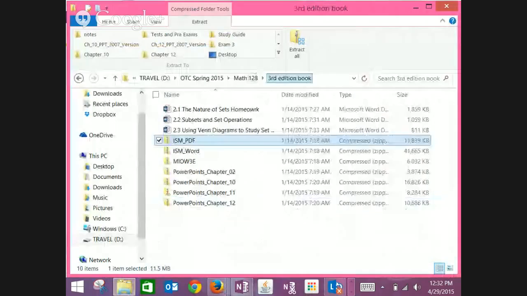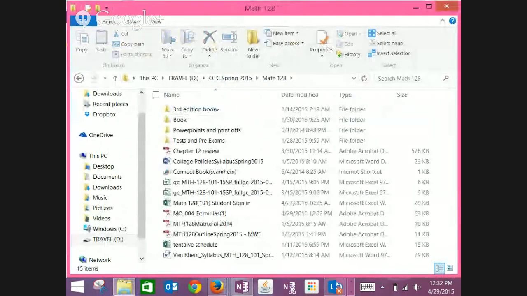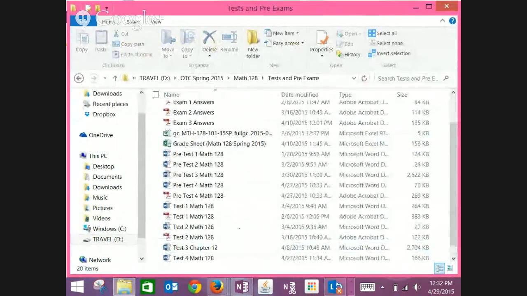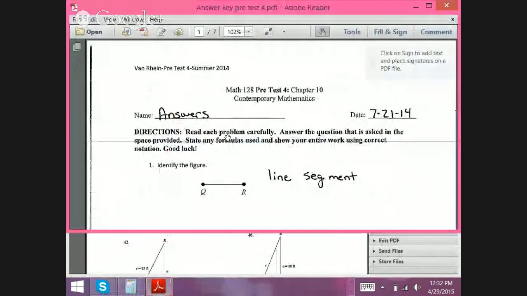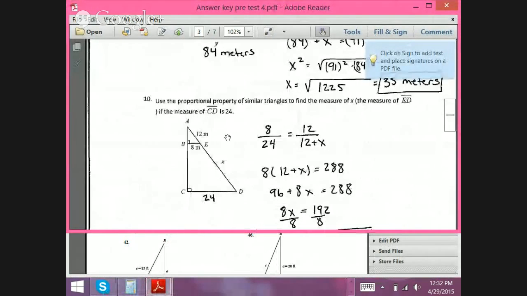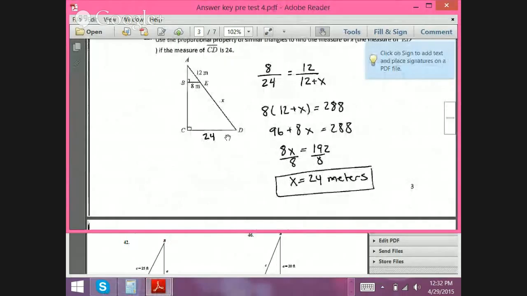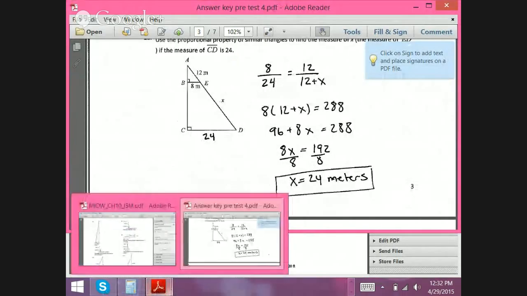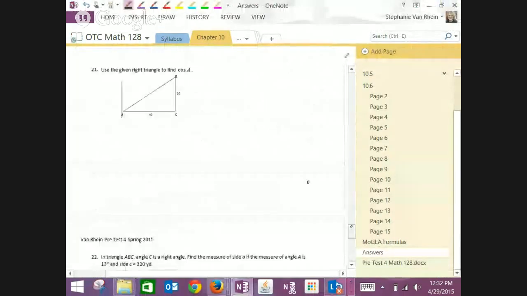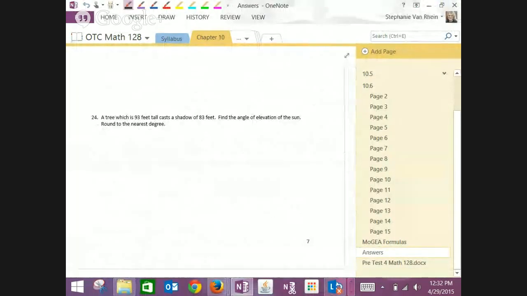I have a question. Okay, go ahead with your question. My question is for number 24 on the pretest, the last one. It's a tree which is 93 feet tall, casts a shadow of 80 feet, and find the angle of elevation of the sun to the nearest degree.